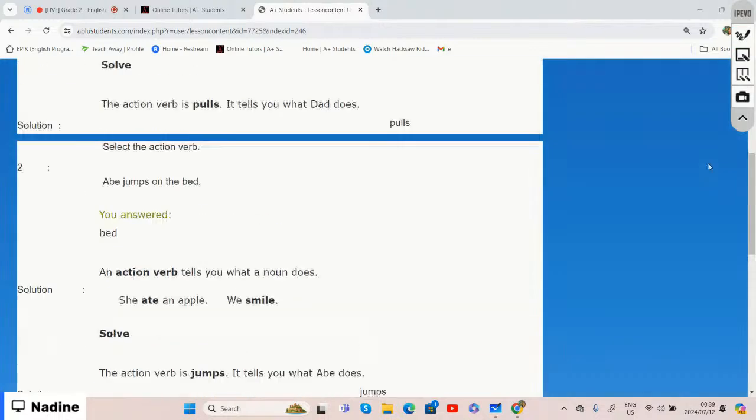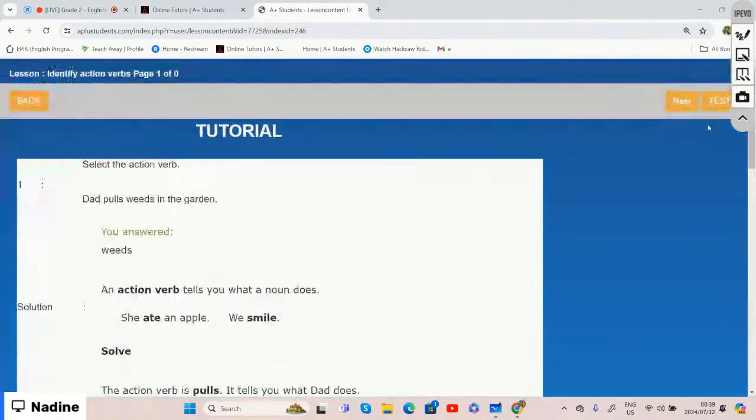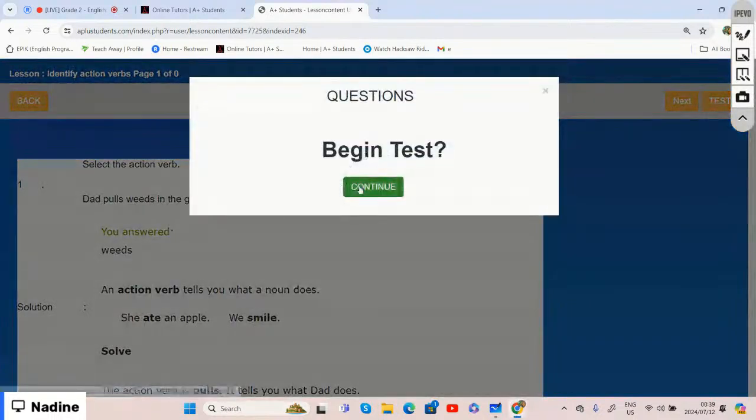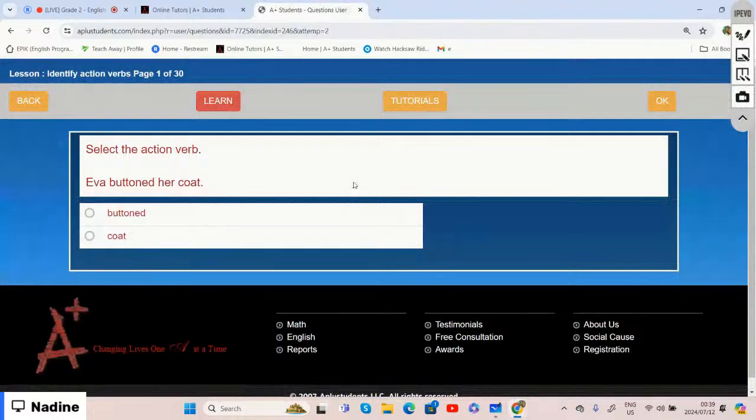All right, so now we're going to our test where we are going to identify the action verbs within the sentence. Guys, I think this thing is being delayed because I only see your answers coming in afterwards.